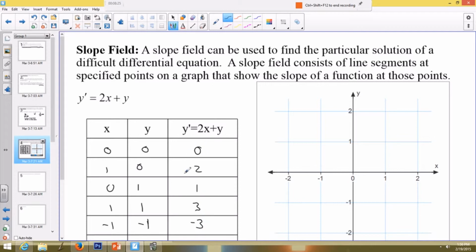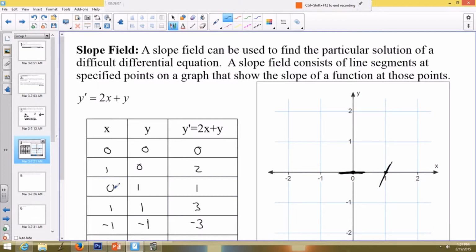So what I'm going to do is take these derivatives and draw just a line segment that has that slope. At the point 0, 0, I have a slope of 0, so you draw a line segment that has a slope of 0. At 1, 0, I have a slope of 2, so I'm going to try and draw that. If I went from 1, 0 to 2, 2, that line would have a slope of 2. So I'm just guesstimating here. This isn't going to be real exact. As long as you're close, I'm going to give you credit.